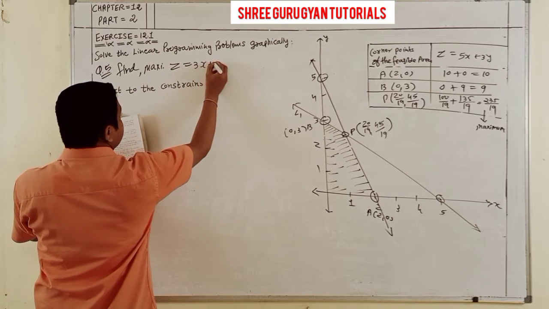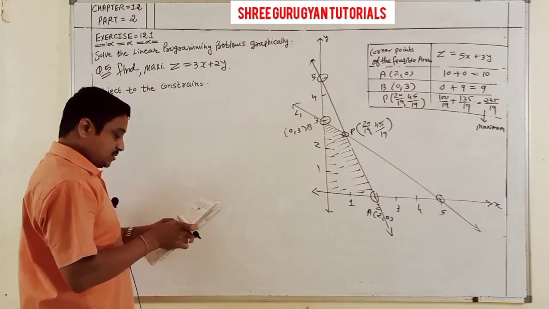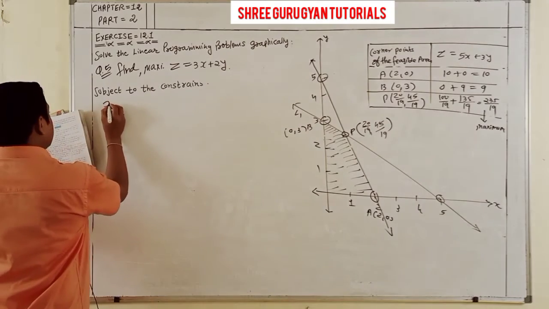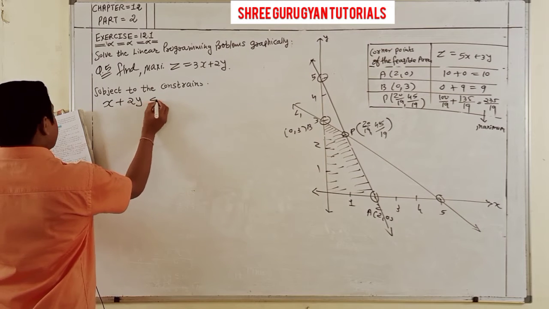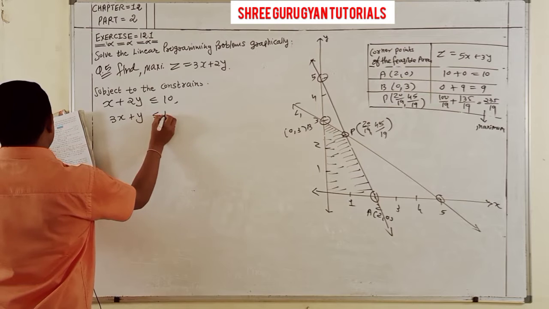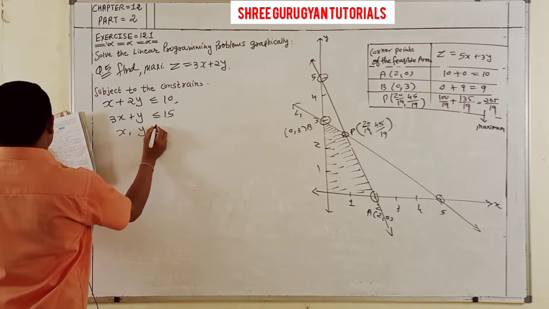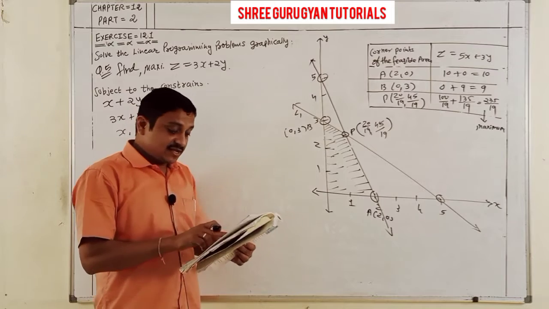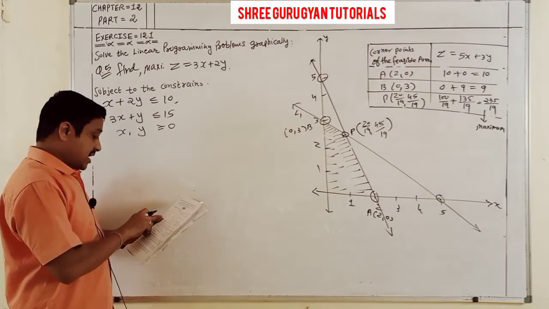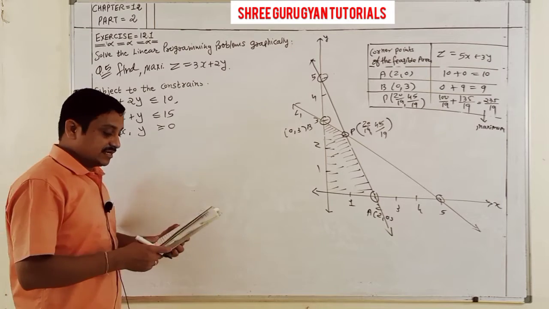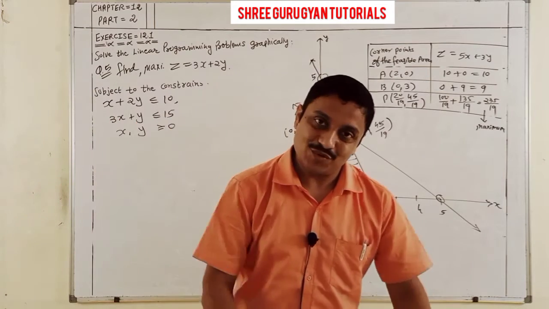Z is 3x plus 2y, subject to x plus 2y less than 10, 3x plus y less than 15, and x and y greater than or equal to 0. Again I am reading: 3x plus 2y maximum, x plus 2y less than 10, 3x plus y less than or equal to 15. Yes, and it is asking for the maximum value.